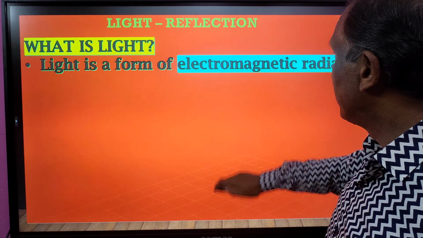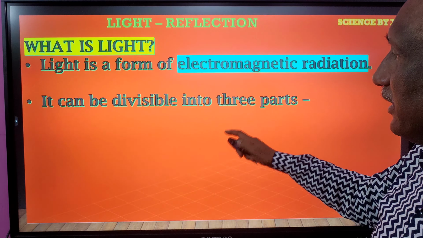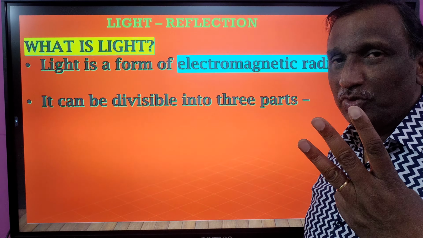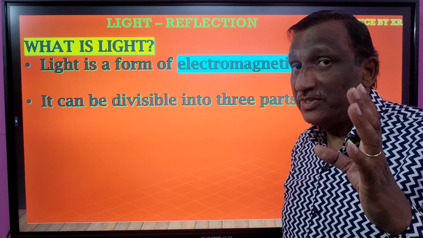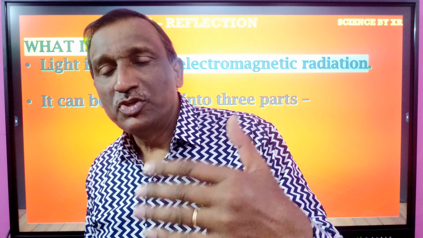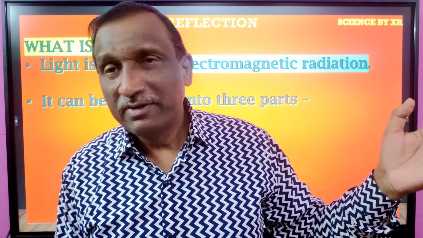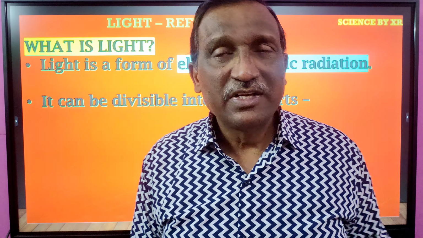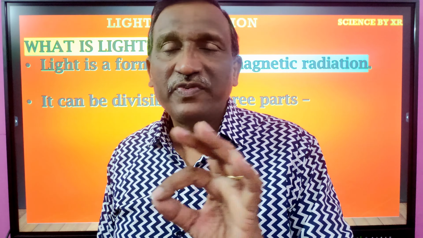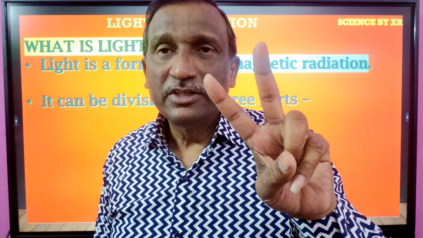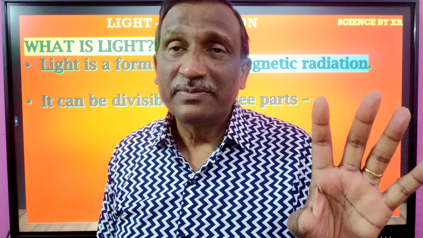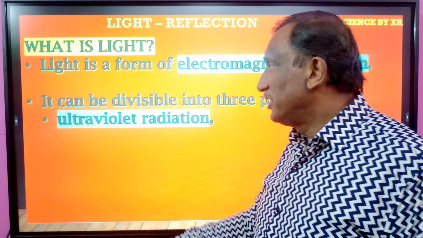These are electromagnetic radiations. Then it can be divided into three parts. The light in which we can see is called visible light. You can see me and I can see you, and we can watch TV and all other types of things around us. That is visible light. If this light is not there, we will not be able to see. The other two types of light are those in which we cannot see, but they are having some type of radiation. That is how we divide them into three.